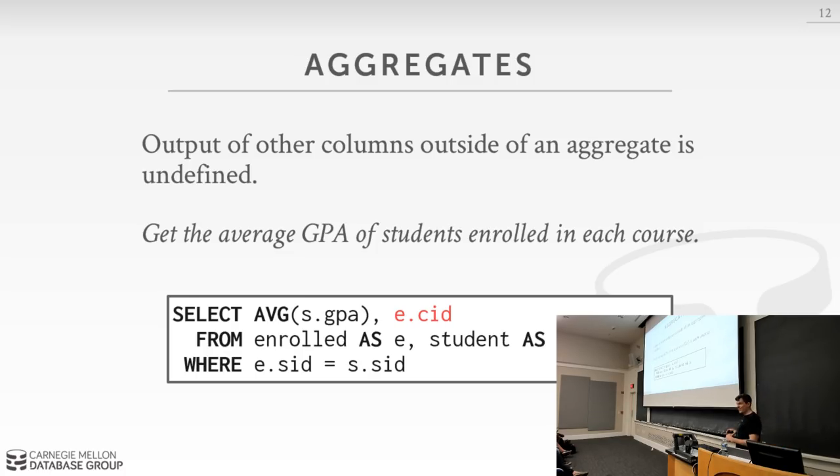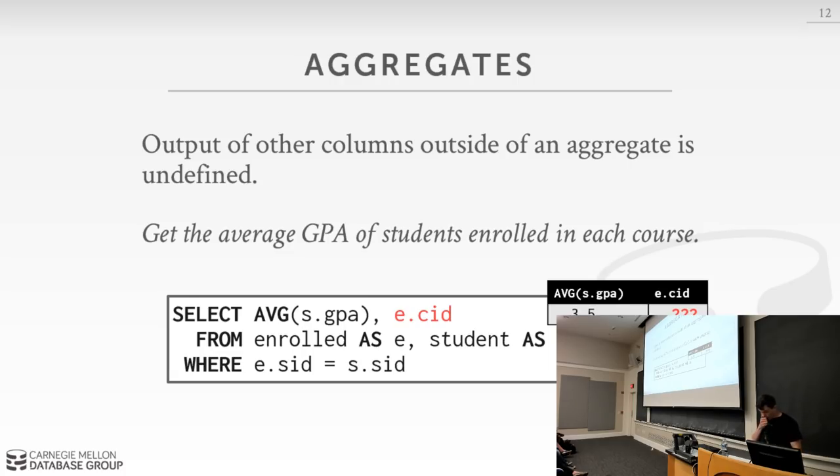Raise your hand if you think it would work. Raise your hand if you think it wouldn't work. A few of you. Why? Correct, yeah. So what he said is, there's not a single course ID for all the tuples that I'm computing my average on. All the students are taking all the different classes. What course ID do I actually put as the output? So the SQL standard says this is actually undefined. And most systems, you will actually get an error with this.